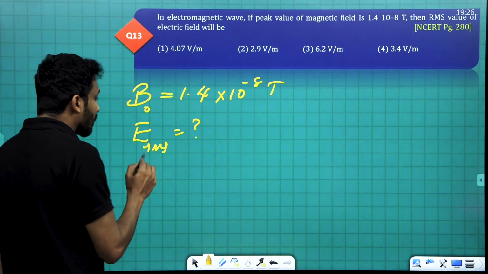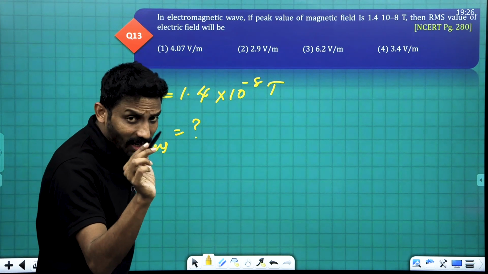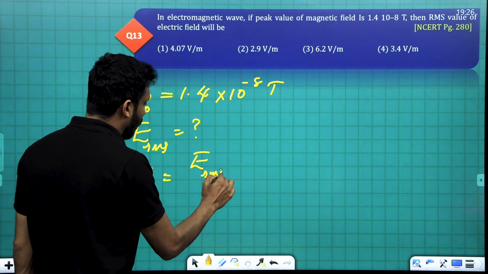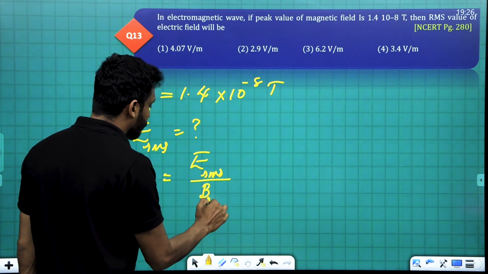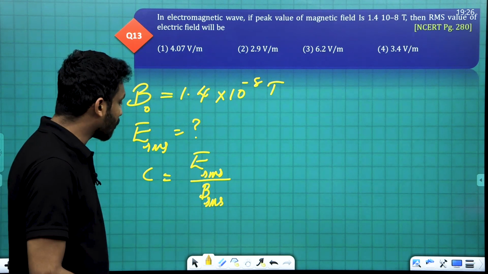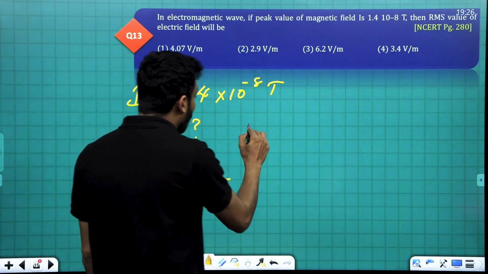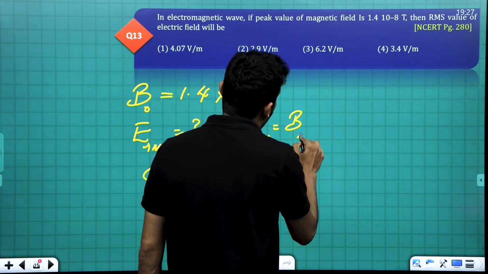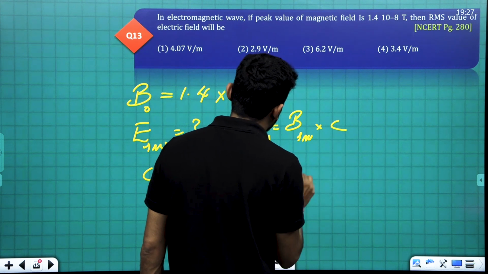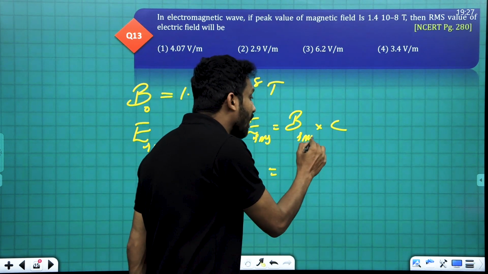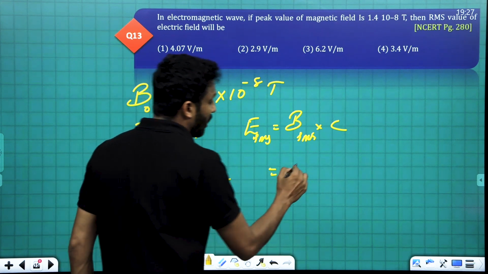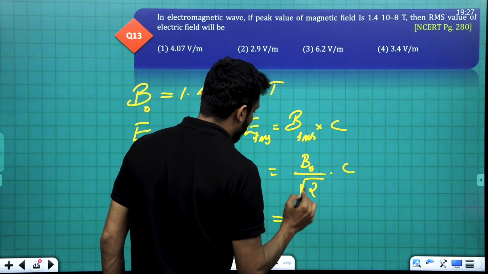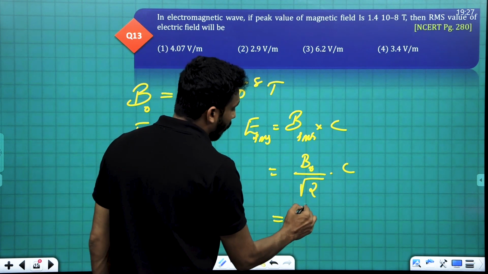We have the relation connecting magnetic field and electric field as C is equal to ERMS divided by BRMS. Then ERMS, the RMS value of the electric field, is equal to BRMS into C. How do we get BRMS from B naught? It is B naught divided by root 2, into C.